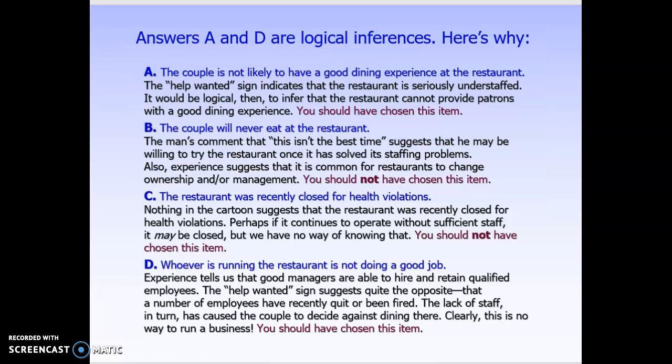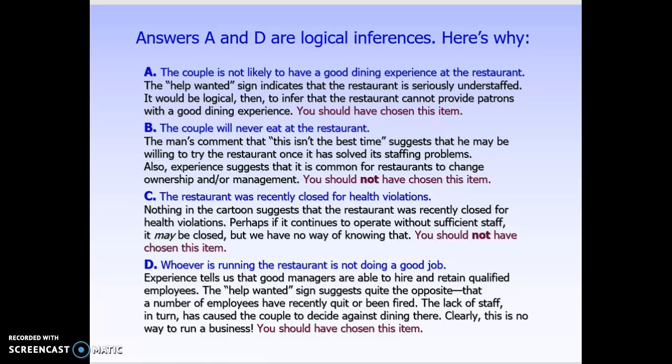A and D are the logical inferences. A, we could logically infer that because the help wanted sign shows that the restaurant's understaffed. And then we can infer that the restaurant can't provide patrons a good dining experience. And then D, whoever is running the restaurant's not doing a good job is also a valid inference because our prior knowledge tells us that good managers can hire and retain qualified employees.